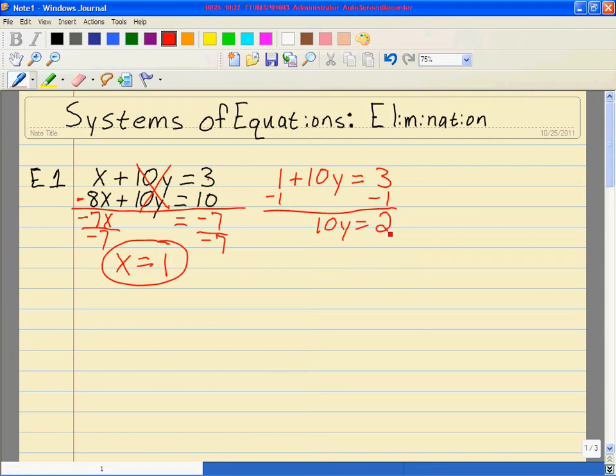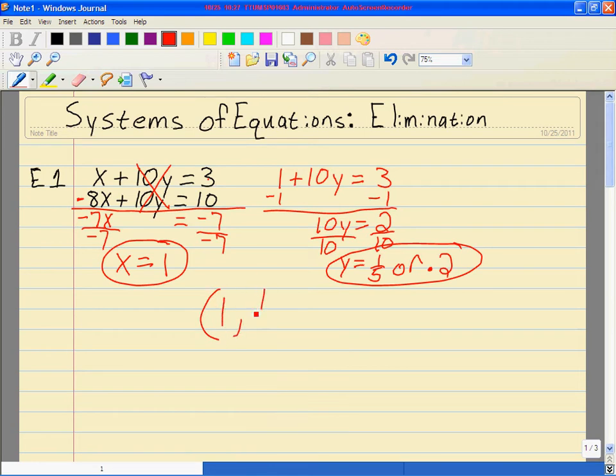You'll get 10y is equal to 2. Divide both sides by the 10. And you'll get y is equal to 1/5. Or if you use your calculator or want to make it a decimal, you will get 0.2. So if you want to write that as an ordered pair, I would probably write it as (1, 1/5). Or you can put the 0.2 in there if you want it as a decimal.